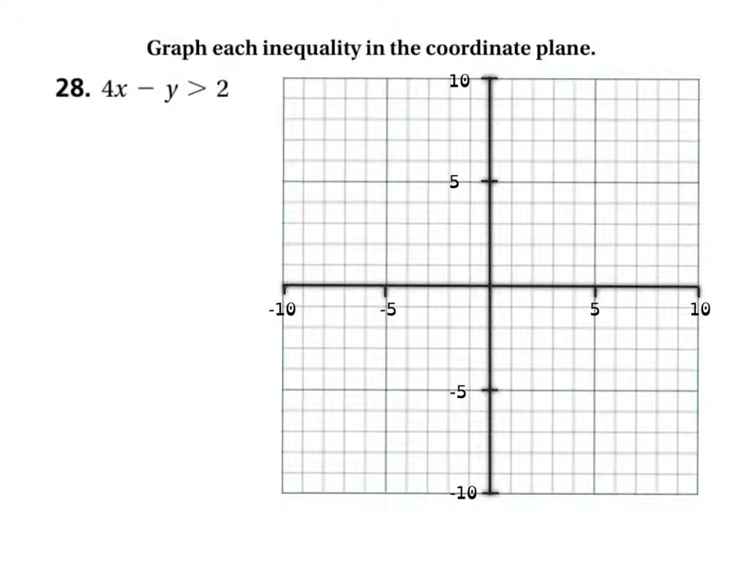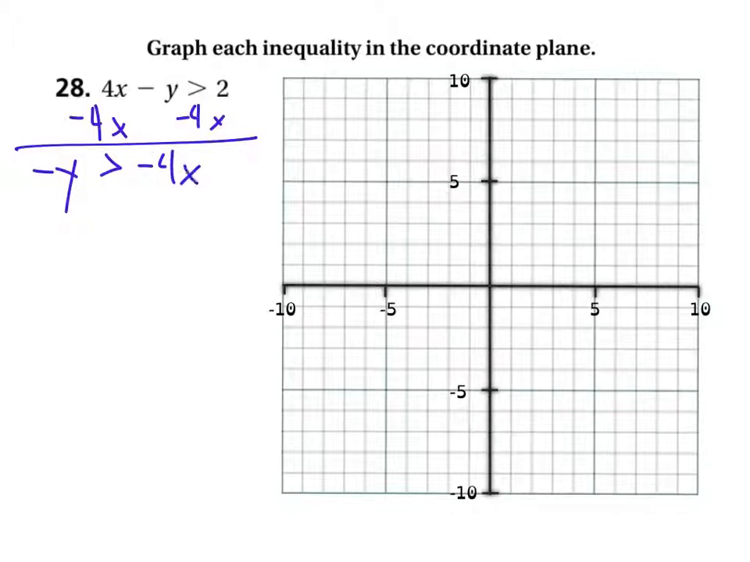Okay, just as before, we need to rewrite this inequality so that it looks like it's in slope-intercept form, as if it were an equation. So I'm going to say minus 4x, and we get negative y is greater than negative 4x plus 2.